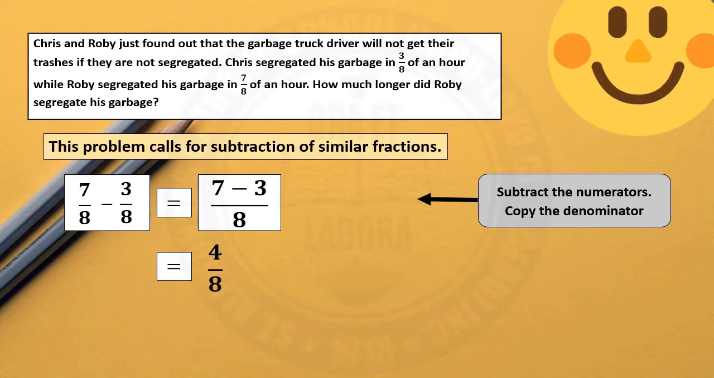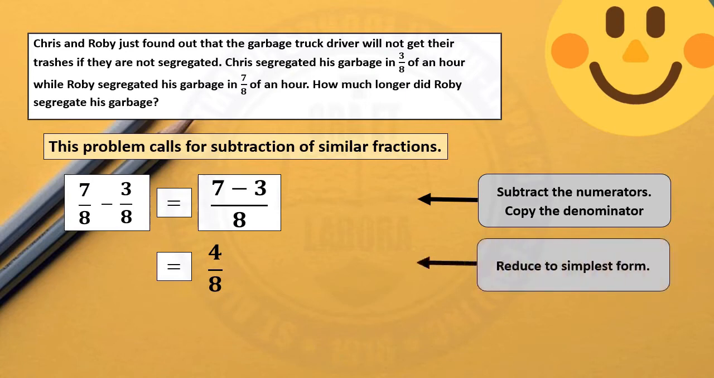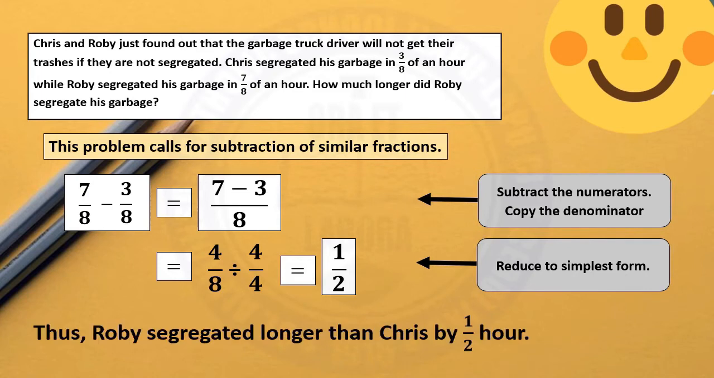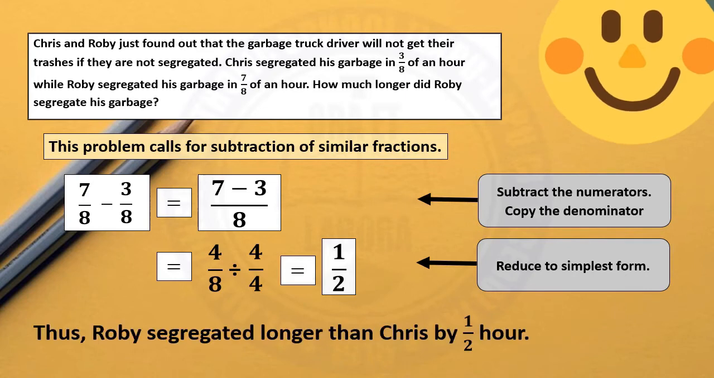We can still reduce 4 over 8 by dividing both the numerator and the denominator by their GCF, which is 4. 4 divided by 4 is 1, and 8 divided by 4 is 2. 1/2 is already in simplest form, so that means 1/2 is our final answer. Hence, Robbie segregated longer than Chris by 1/2 hour.